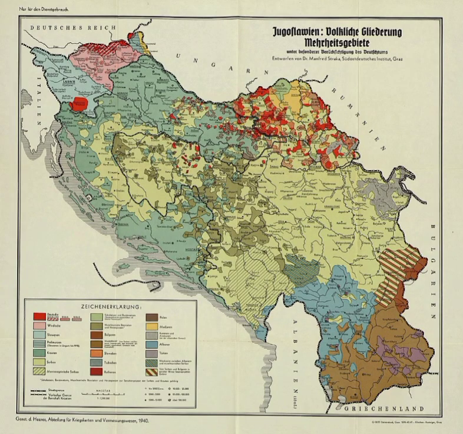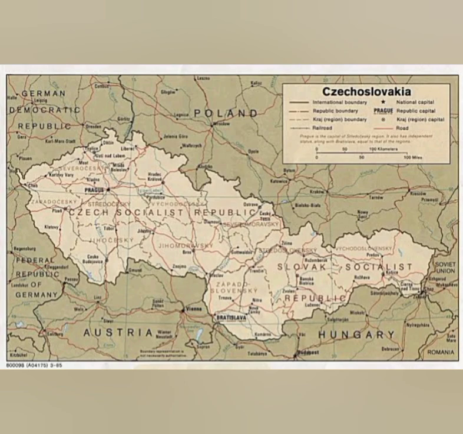6. Czechoslovakia. 1993. Unlike many other divisions, the split of Czechoslovakia into the Czech Republic and Slovakia was peaceful, earning the name the Velvet Divorce. The separation occurred due to political and economic differences between the two regions.